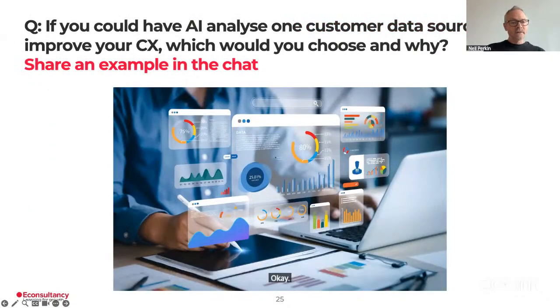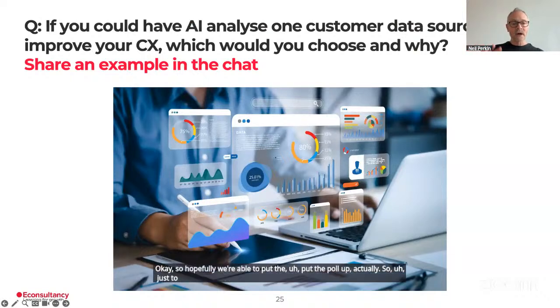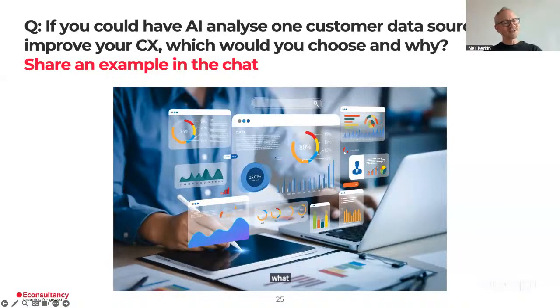Okay, so hopefully we're able to put the poll up actually. So just to ask for your input on this one. If you could have AI analyze one customer data source to improve your customer experience, what would be the data source that you would choose and why?